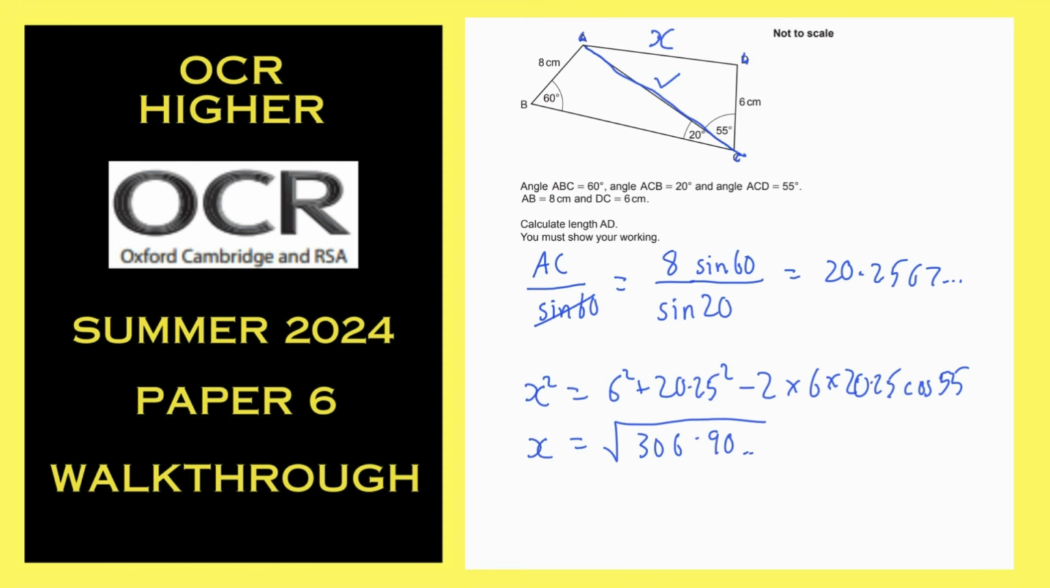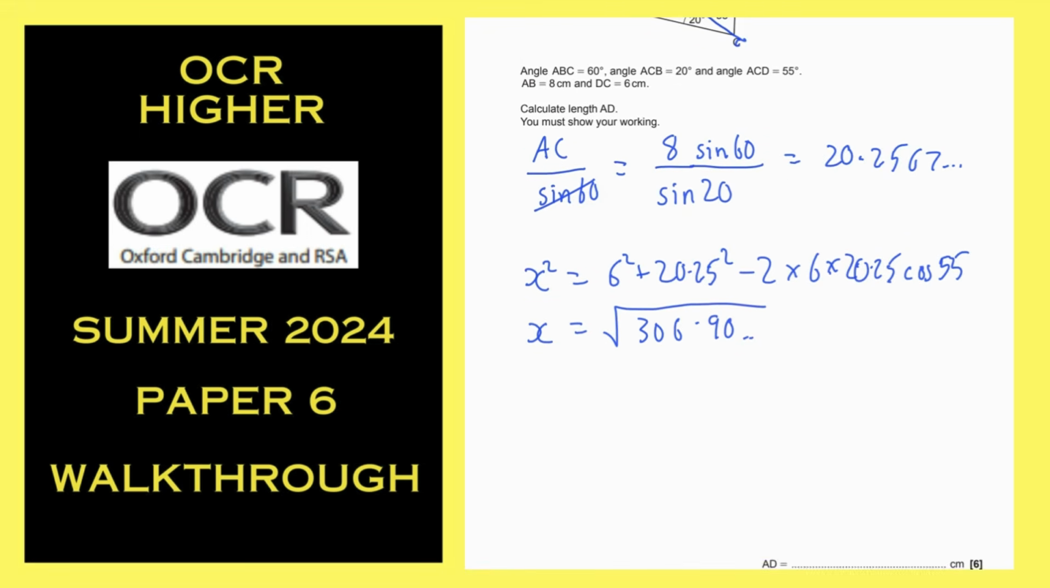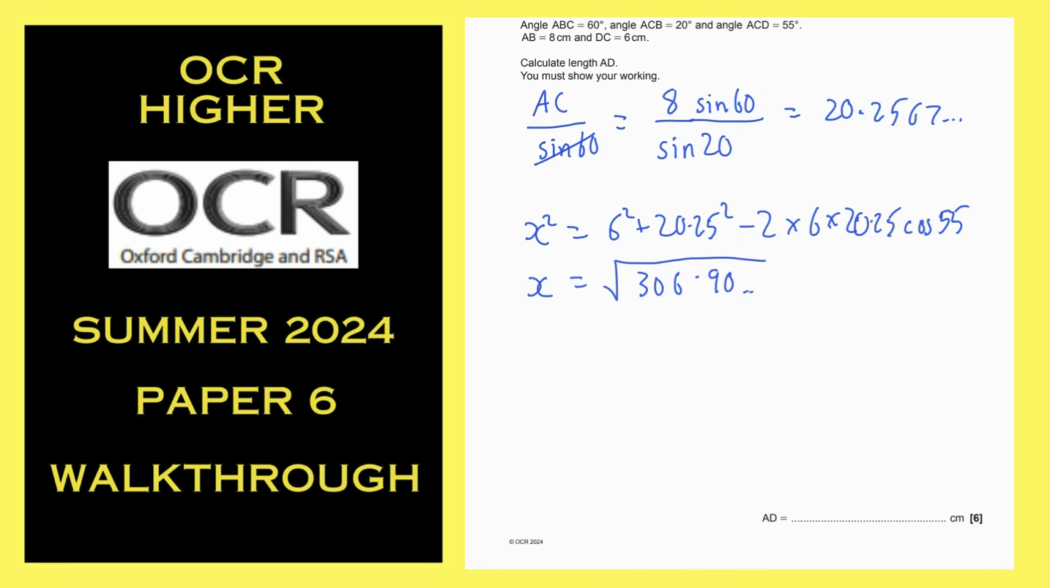306.908 I got. You need to square root it to get the answer, 17.518. To a sensible degree of accuracy, I'm going for 17.52. Mark scheme allows anything from 17.5 to 17.6 inclusive.